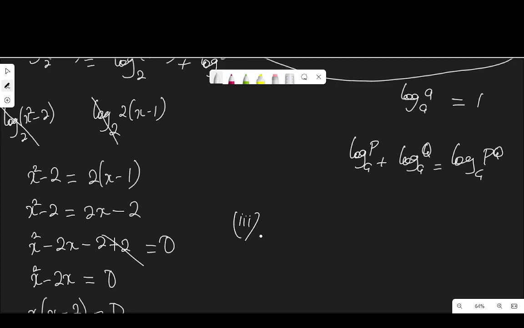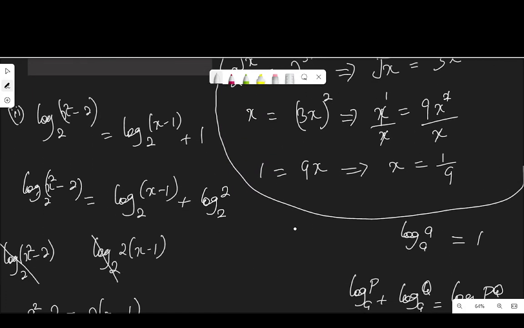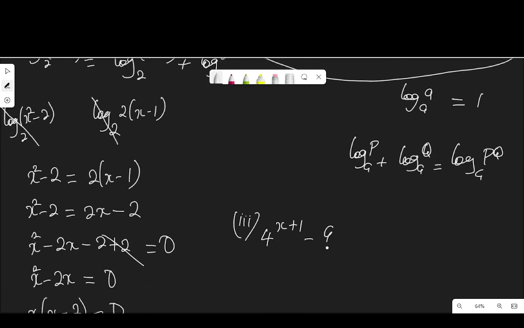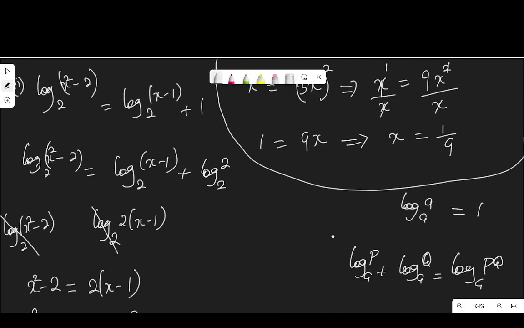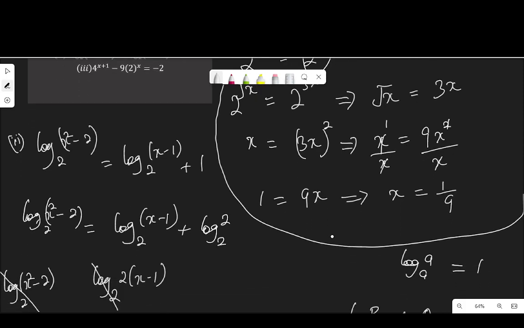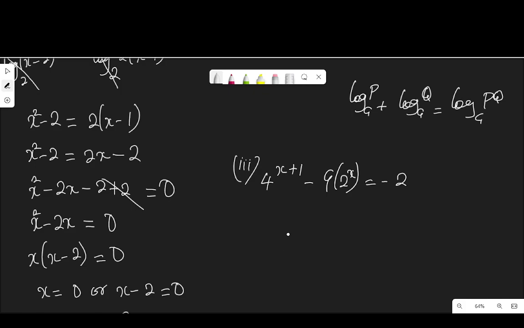4 to the power of x plus 1, minus 9 times 2 to the power of x, equal to negative 2. Okay. Here, an equation like this, we need to reduce it to a quadratic equation before we can solve it.